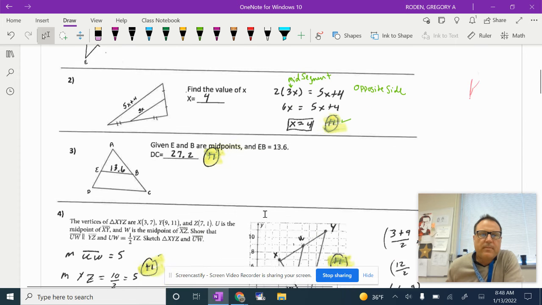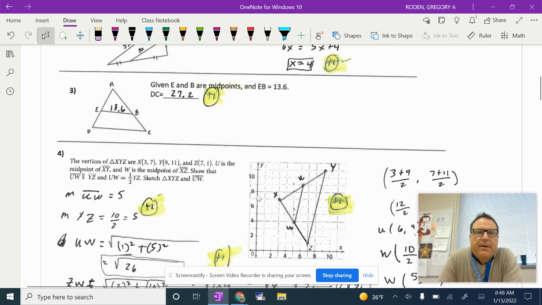On this one right here, it says EB, and those are midpoints right there, and that's 13.6. So remember, it's just simple math here. If you take 13.6 and multiply it by 2, you get 27.2, and that is the length of DC, which is the longest side. Again, a 1-pointer, no big deal there. Most of you did well.